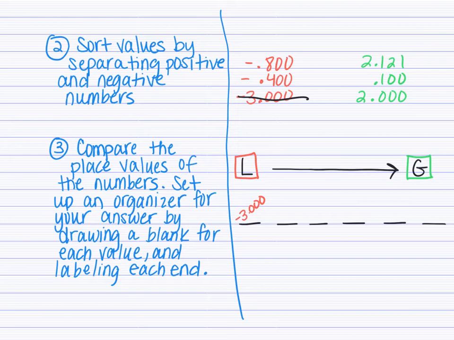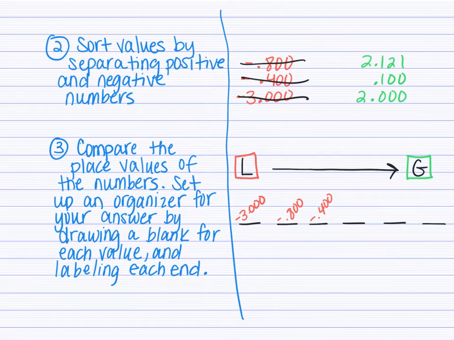Next, between -0.800 and -0.400, -0.800 is, and I know this isn't totally a good mathematical description, but the number that looks the biggest on the negative end is actually the smallest. So now that I've gotten rid of that, the next number is negative 0.4, and that takes care of all of my negative numbers, and we know that negative numbers are always smaller than positive numbers.